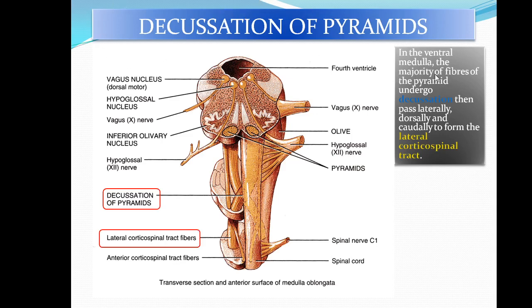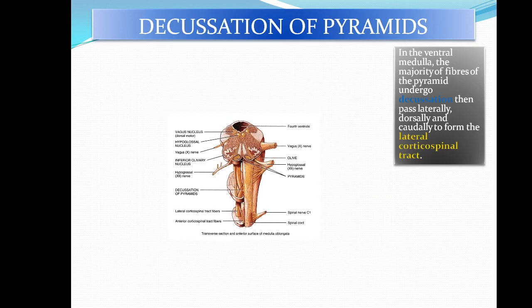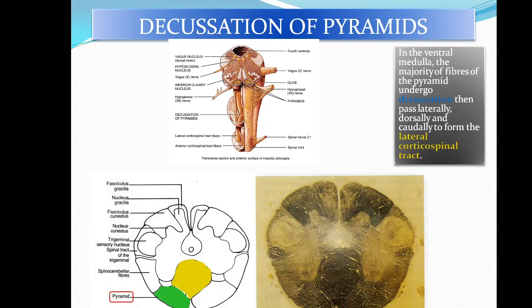In the ventral medulla, the majority of the fibers of the pyramid undergo decussation, then pass laterally, dorsally, and caudally to form the lateral corticospinal tract. You can see the decussation. Here you can see the pyramids, and here you can see the decussation. Here is the pyramid, here is the decussation.